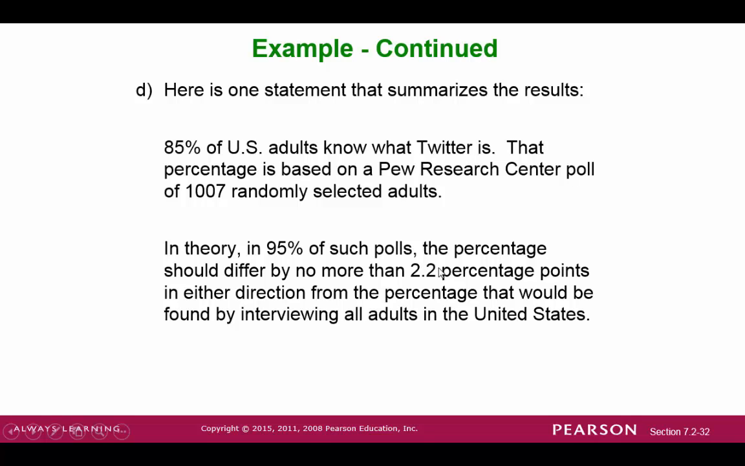And then now we're asked to summarize this statement. We can say that 85% of U.S. adults know what Twitter is, and we can say 85% plus or minus 2 percentage points, with 95% confidence. So here's another way to restate that. In theory, in 95% of such polls, the percentage should differ by no more than 2.2 percentage points in either direction from the percentage that would be found by interviewing all adults in the United States.